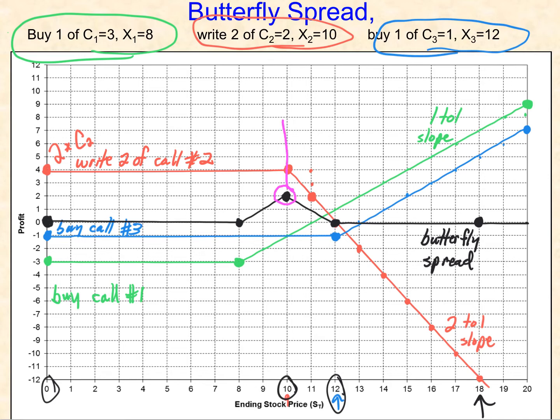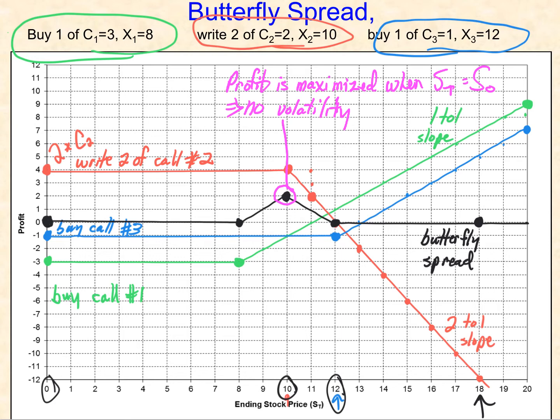So what we see here then is that our profit is maximized when the ending stock price is equal to our beginning stock price. In other words, we have no volatility. So the butterfly spread then is a bet that the stock price will remain constant and will not vary between now and the expiration date of the options.